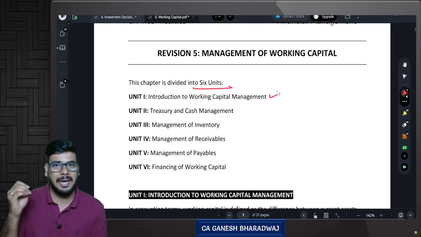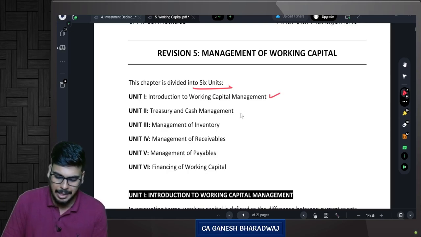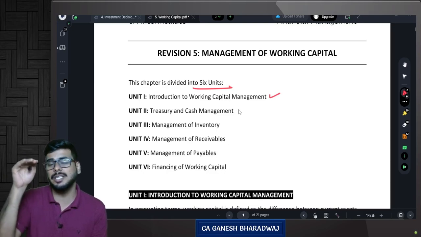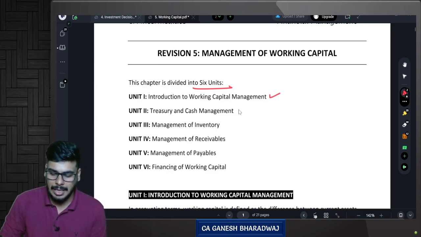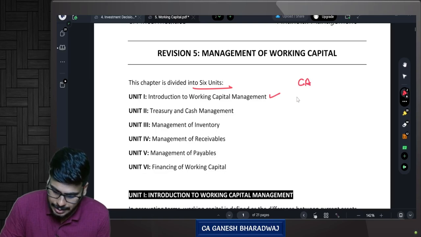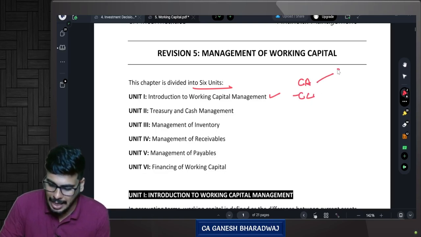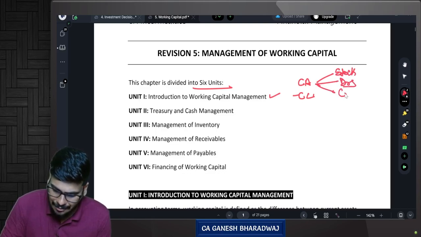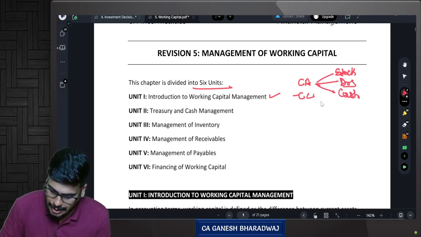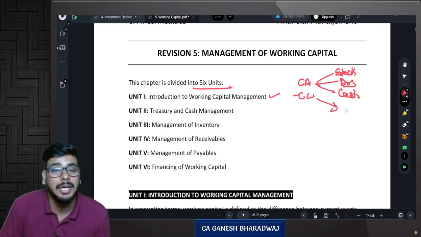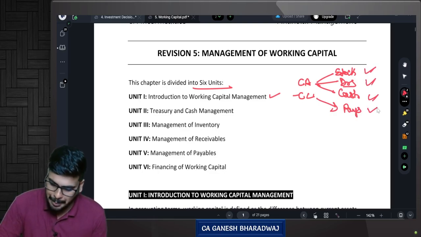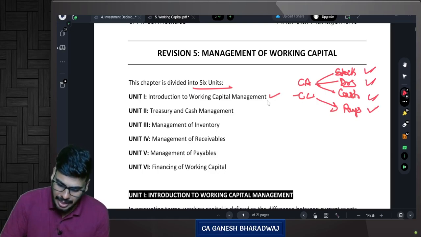Introduction to working capital management, this is the basic concepts of working capital. Then they go on to explain each and every component of working capital. So working capital is what? Current assets minus current liabilities. Current assets typically can have what? It can have stock, correct? Then it can have debtors, then it can have cash, correct? Then current liabilities can generally have what? Payables, correct or not? Or creditors, yes. So for each of these components, there are some decisions that you need to take that are covered here.